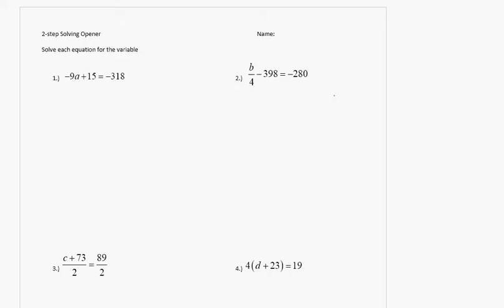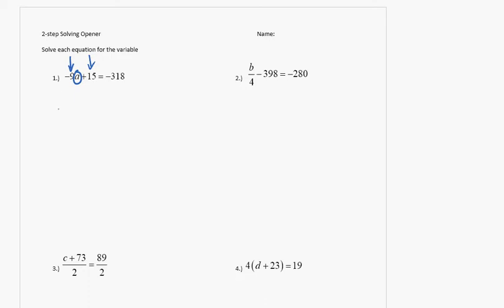Okay, well, if we take a look at this first problem, we've got negative 9 times a. So here's one of the things we're going to have to undo. And then plus 15, so there's another thing I'm going to have to undo, equals negative 318. So remember that the goal is to get that a by itself, so we're going to peel everything off until that a is left all by itself over here on the left side. And the way that we peel them off is sort of the opposite of the way that you would be doing it if you were evaluating this expression.